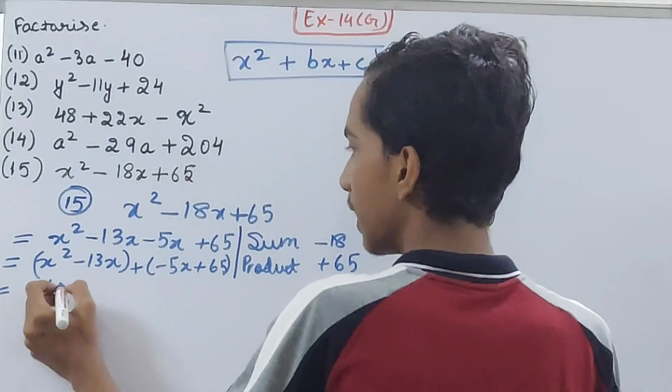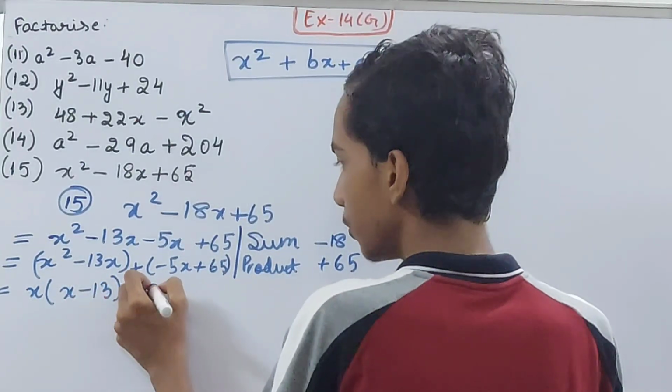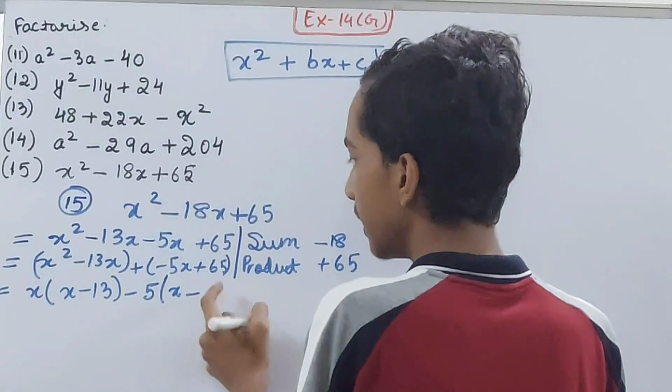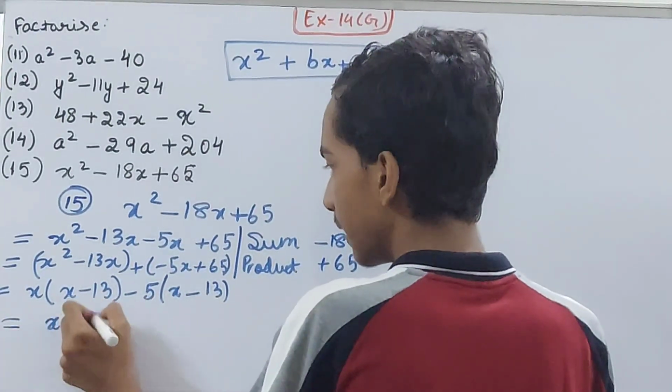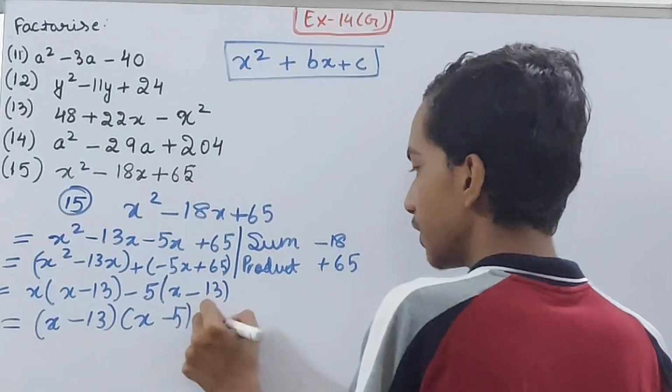So x you can take outside the bracket, you will have x minus 13 here, and minus also you can take outside the bracket, and 5 also you can take outside the bracket. So x minus 13 here also. Now that gives us x minus 13 and x minus 5, which is your answer.